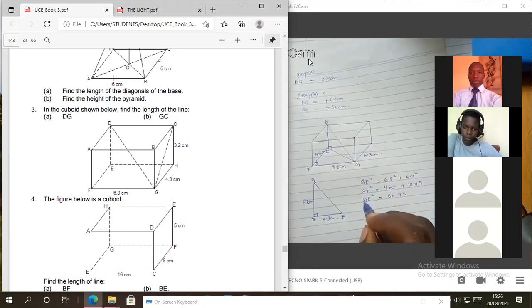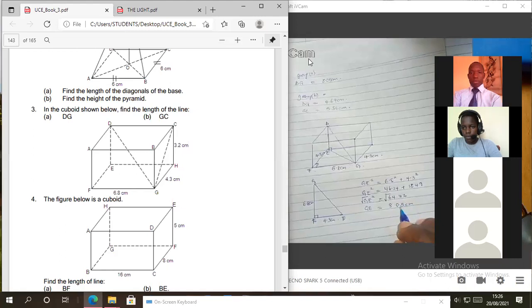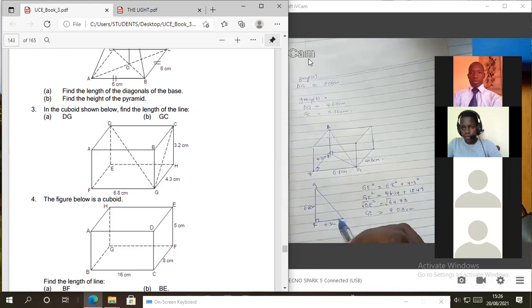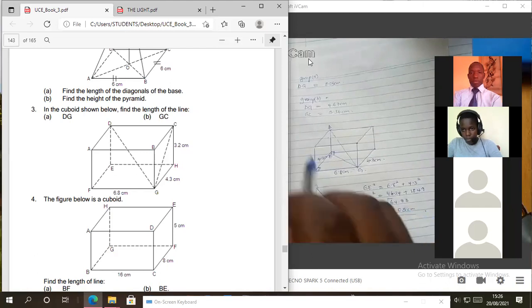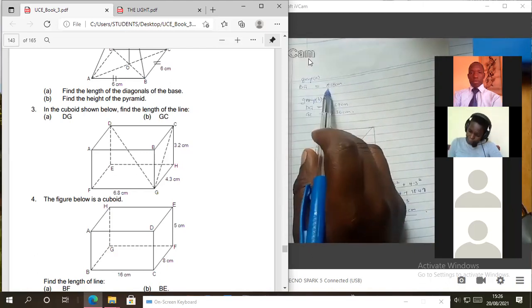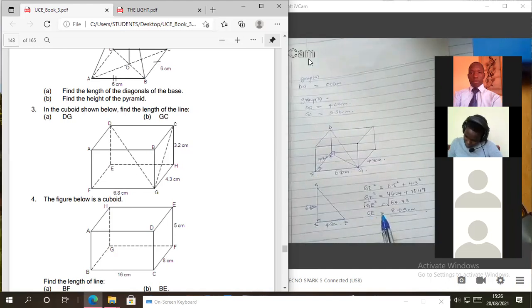So now I find the square root on both sides. I get 8.05 centimeters as my GE. That is GE. 8.05 centimeters. So I'm saying group A, DG, you said 8.05, but that was GE, isn't it? That was GE for group A.